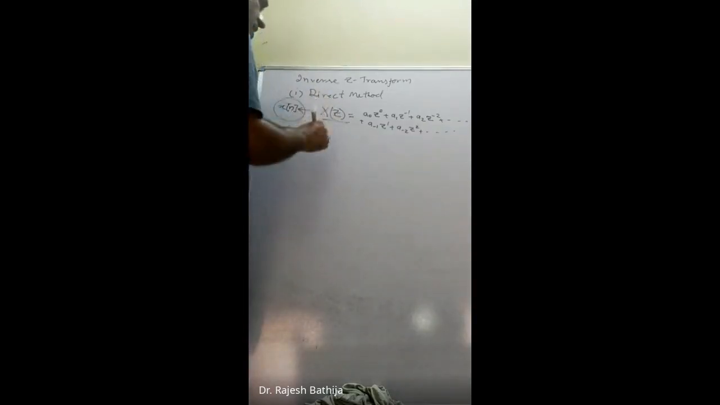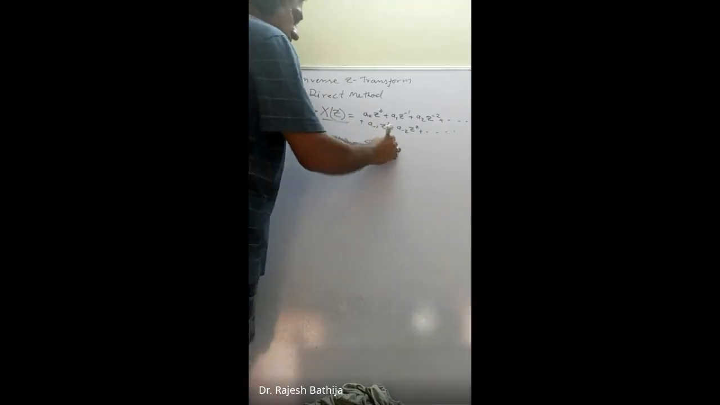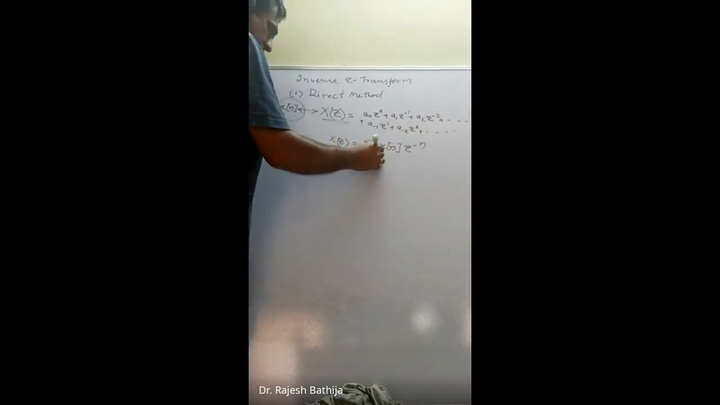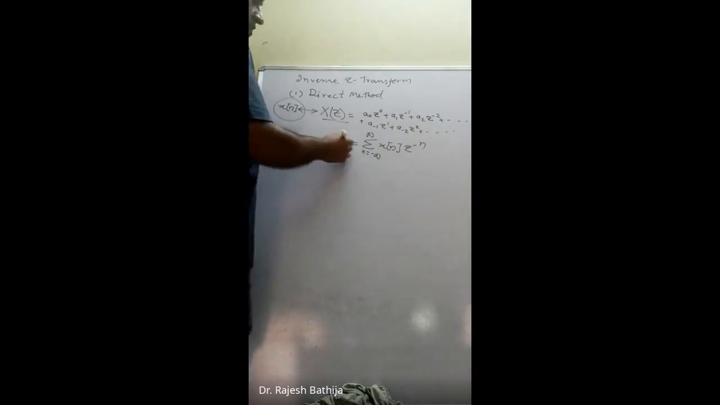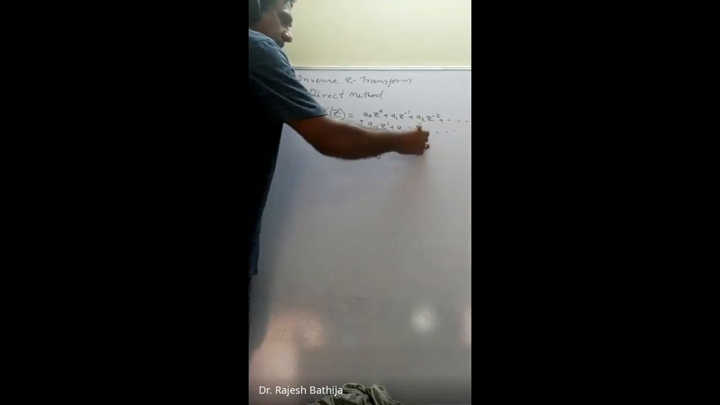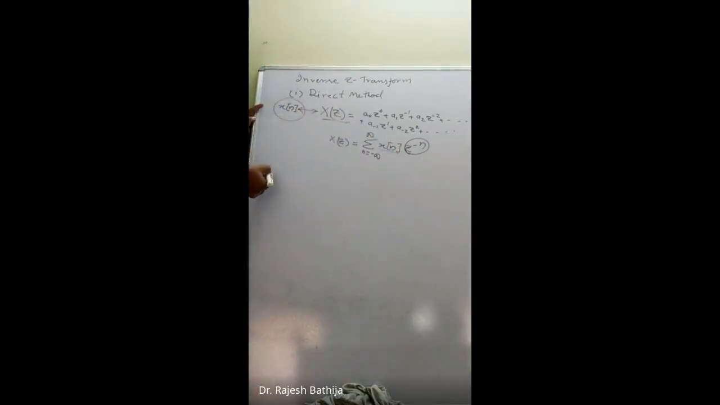Right? Now for this case, what we do, we apply the formula X(z) equals summation x of n z to the power minus n, n equals minus infinity to plus infinity. This is the formula we always use for the Z transform. So in this case, if I see carefully, the multiple of z to the power minus n is the factor x of n.